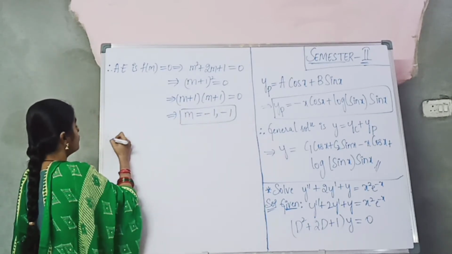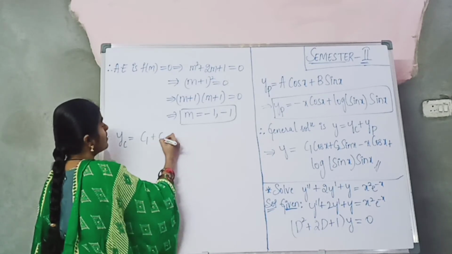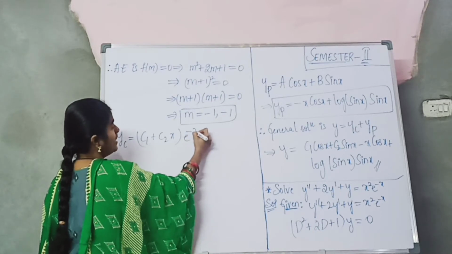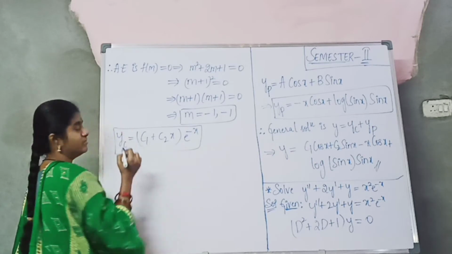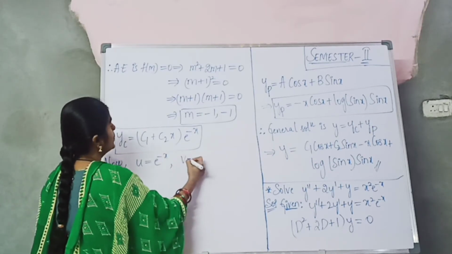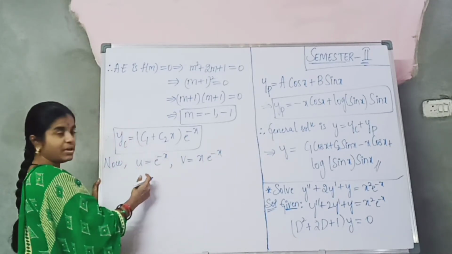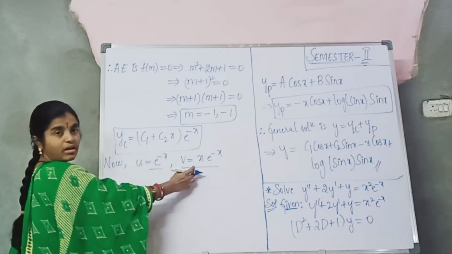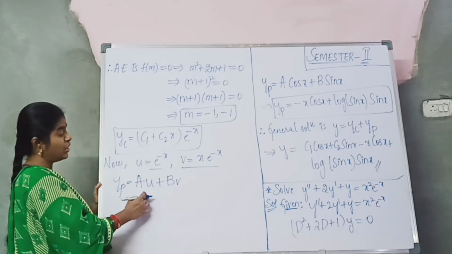Now, therefore, what is the complementary function? yc equals (c1 plus c2 x) into e power minus x. So this is the complementary function. Now u equals e power minus x, v equals x into e power minus x. So what is u here? u equals e power minus x, v equals x into e power minus x. Next, yp equals au plus bv.